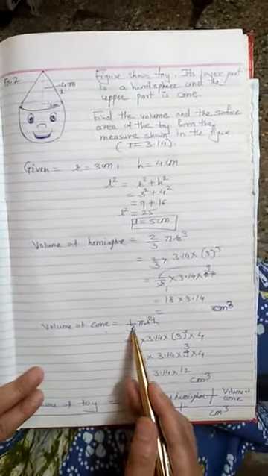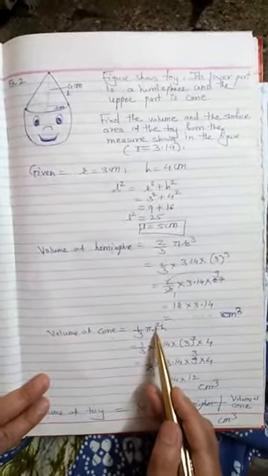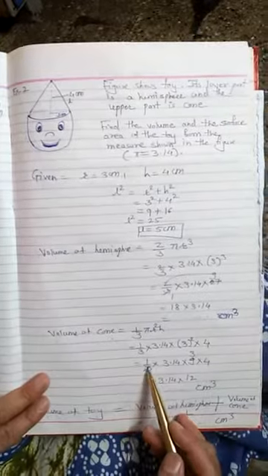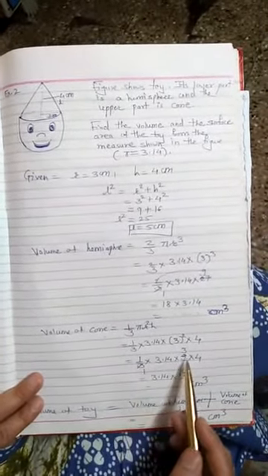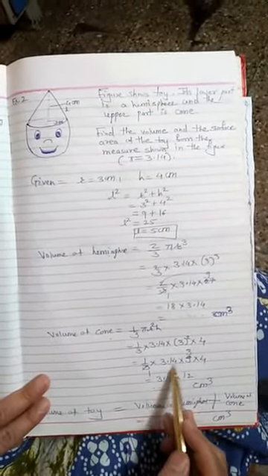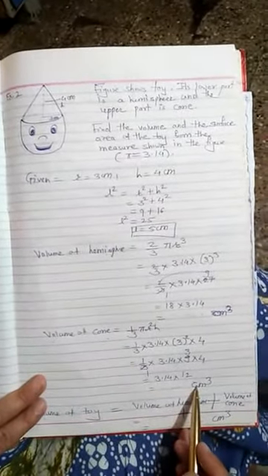Next, volume of cone is equal to 1 by 3 pi r square h. Substitute the values. 1 by 3 as it is, pi 3.14, r 3 square, into h is 4. So the square of 3 is 9. 3 ones are 3, 3 threes are 9, 3 fours are 12. 3.14 into 12. Do this calculation, you will get the answer.